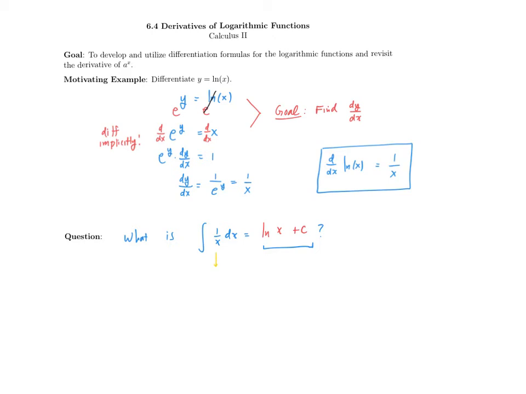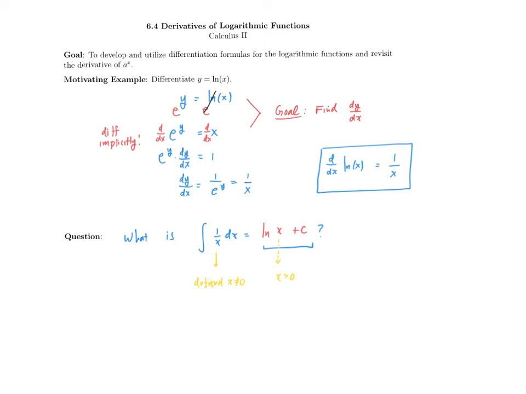This function 1 over x is defined whenever x is not equal to 0. Whereas the natural log of x requires x to be strictly positive. So notice the subtle difference. On the left, we could have negative inputs for x, whereas that is not allowed on the right.